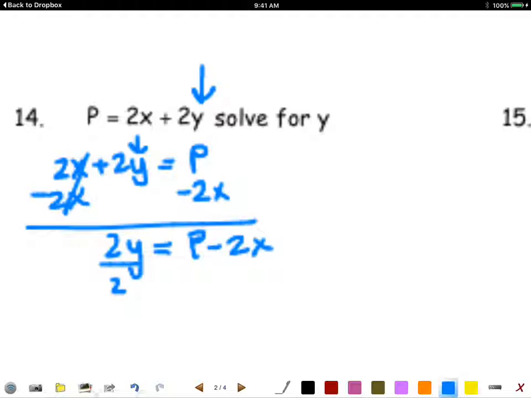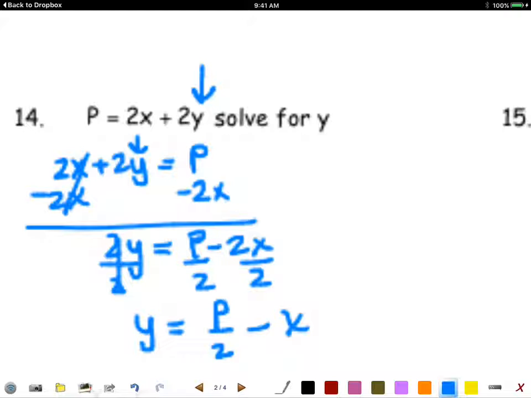Divide by 2. Now, would I just write the whole thing divide by 2? I could, but I already see that I can divide 2 by the 2 that's in front of the x, so I'm going to go ahead and put it underneath each individual piece so that I can simplify. So y equals p divided by 2 minus what? X. There you go. Very good.